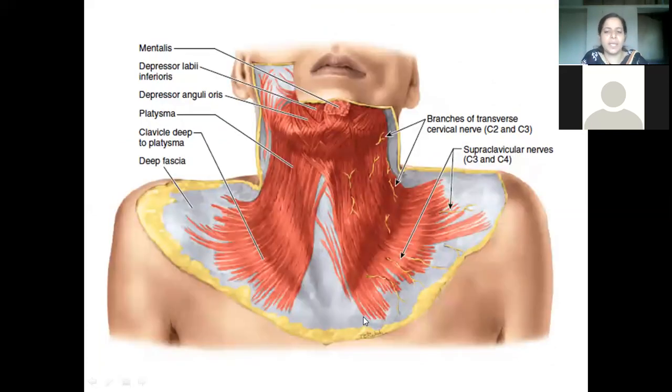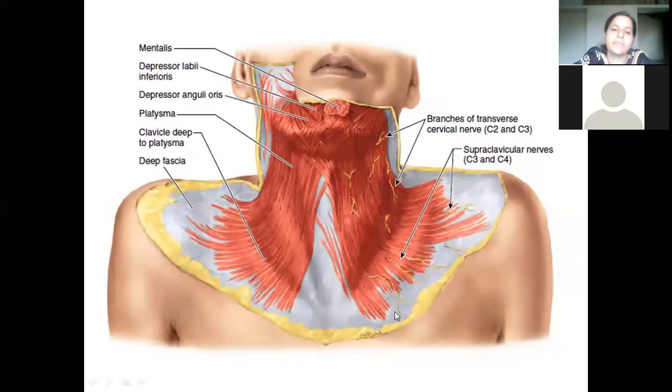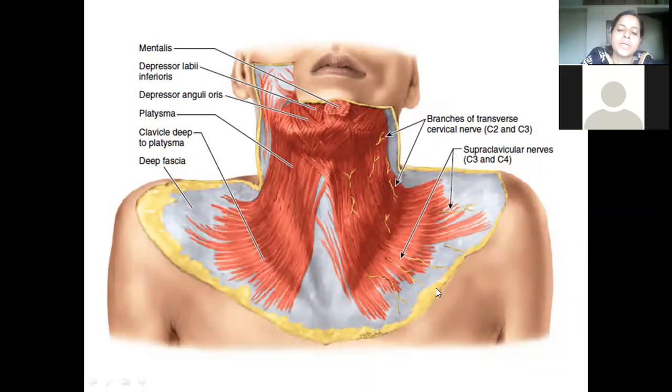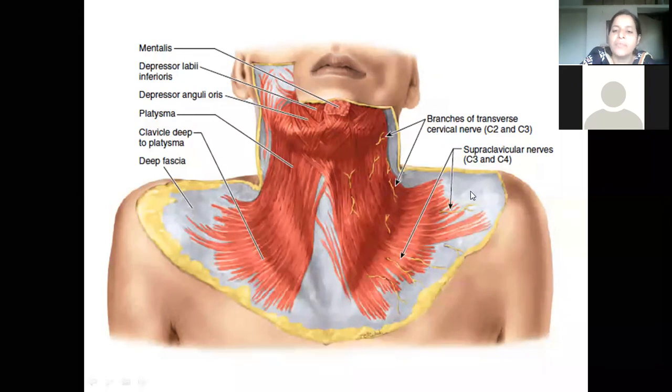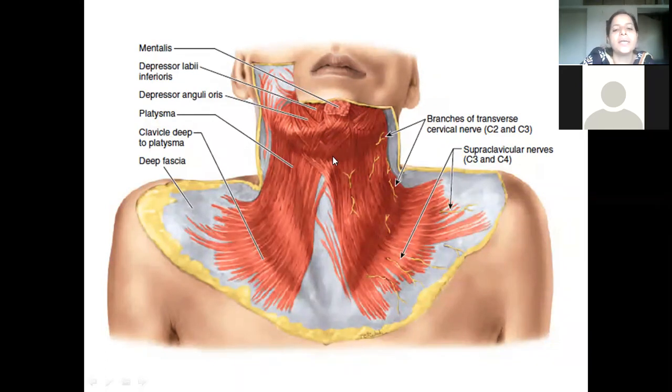So this picture I kept in the PowerPoint of yesterday also, to show you how the fascia of the thoracic region and neck region are continuous with each other, isn't it? So imagine as though you are doing a dissection. The first layer you come across is skin. Just below the skin you will have superficial fascia, within which you have a subcutaneous muscle, that is platysma.